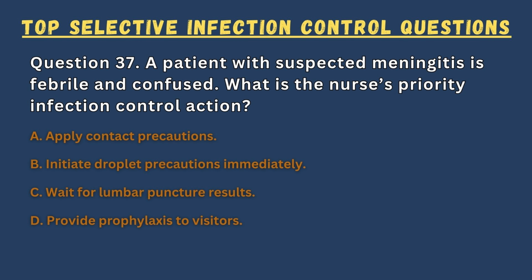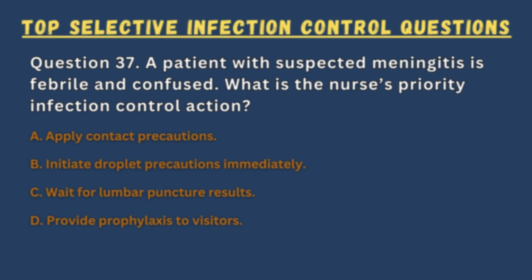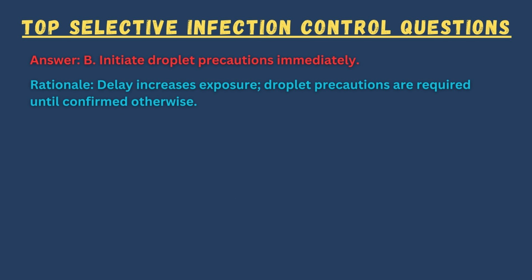Question 37. A patient with suspected meningitis is febrile and confused. What is the nurse's priority infection control action? A. Apply contact precautions. B. Initiate droplet precautions immediately. C. Wait for lumbar puncture results. D. Provide prophylaxis to visitors. Answer. B. Initiate droplet precautions immediately. Rationale. Delay increases exposure. Droplet precautions are required until confirmed otherwise.